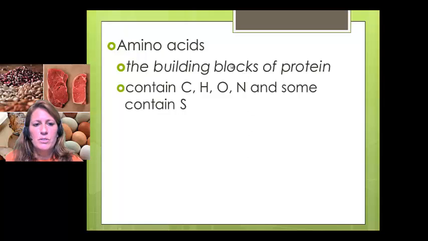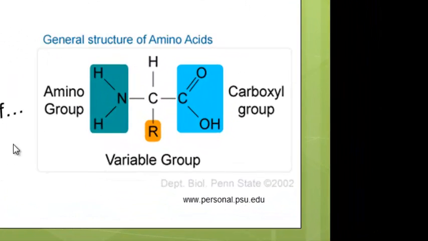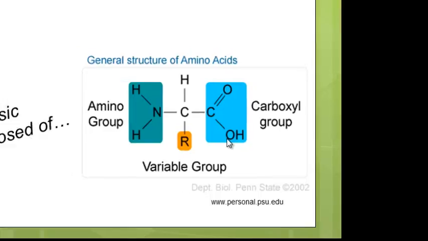The building blocks of protein are amino acids. So it's going to be made up of the elements carbon, hydrogen, oxygen, nitrogen, and some will even contain sulfur. You will need to know this basic structure. It may not be the exact same color code here of the blues and the yellows, but you need to be able to recognize the amine or amino group, which is a nitrogen and two hydrogens, and the carboxyl group, which is carbon, oxygen, and then a hydroxide. Sometimes they'll write it -COOH.